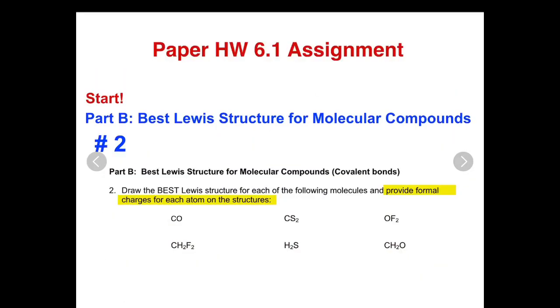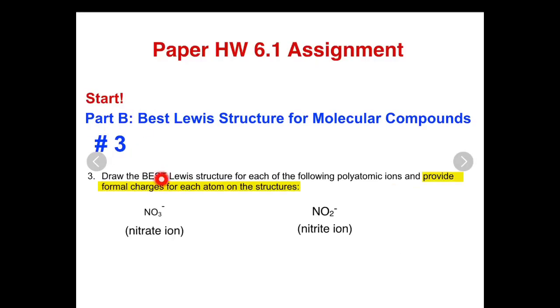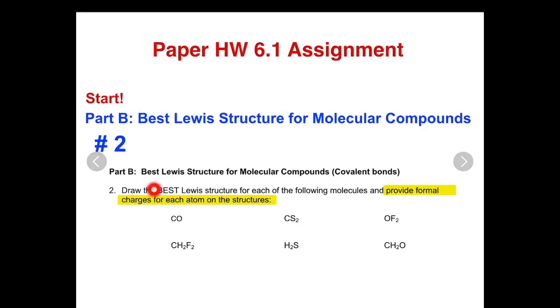And after you already learn about formal charge, you should be able to start working on the rest of part B now, right? Which is number 2 and also number 3 as well, because you already learned how to draw Lewis structures for these, but at that time you did not learn about formal charge yet. So now that you know how to calculate the formal charge, I would like you to go ahead and calculate formal charge for those.